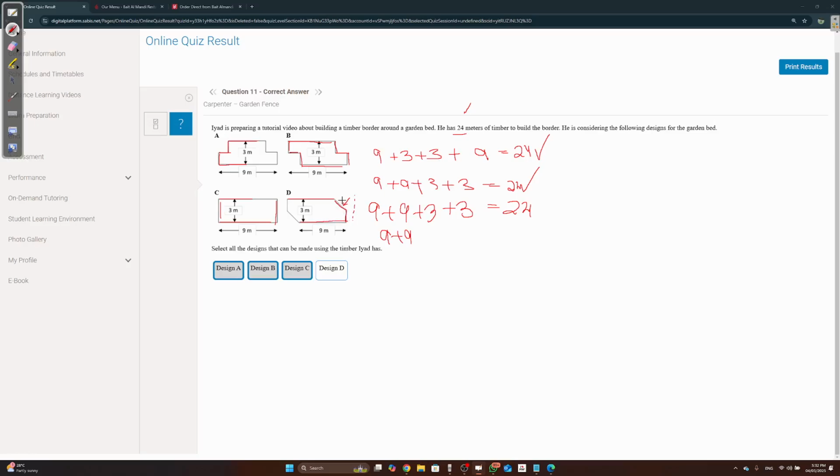Because if you unbend it and make it straight, it's actually going to be maybe this long. You see? So since it's slanted, it's going to be greater than 3. You could say maybe 3.8. And since this one here is also slanted, it will also be around 3.8. And therefore, you're going to get something greater than 24. So can he build block D? No, he can't. So it's going to be A, B, C.